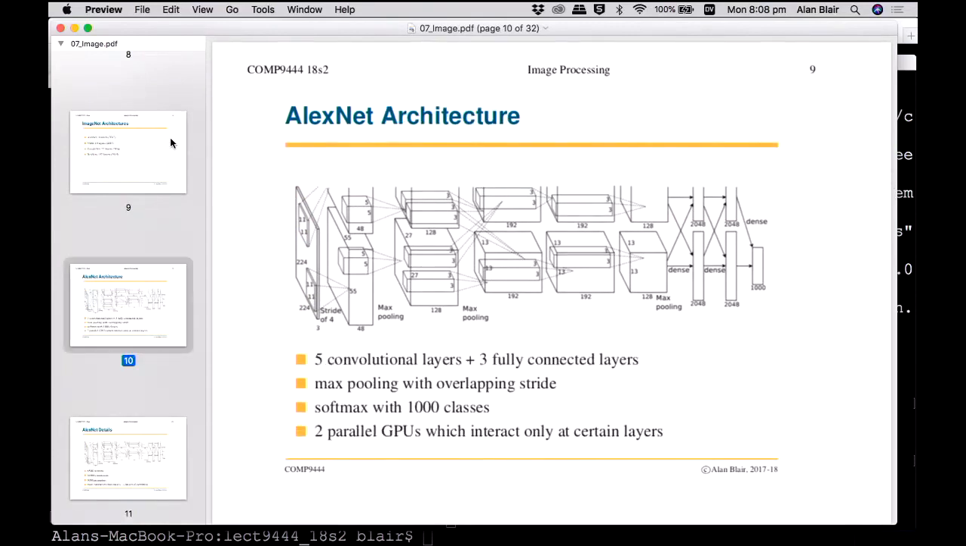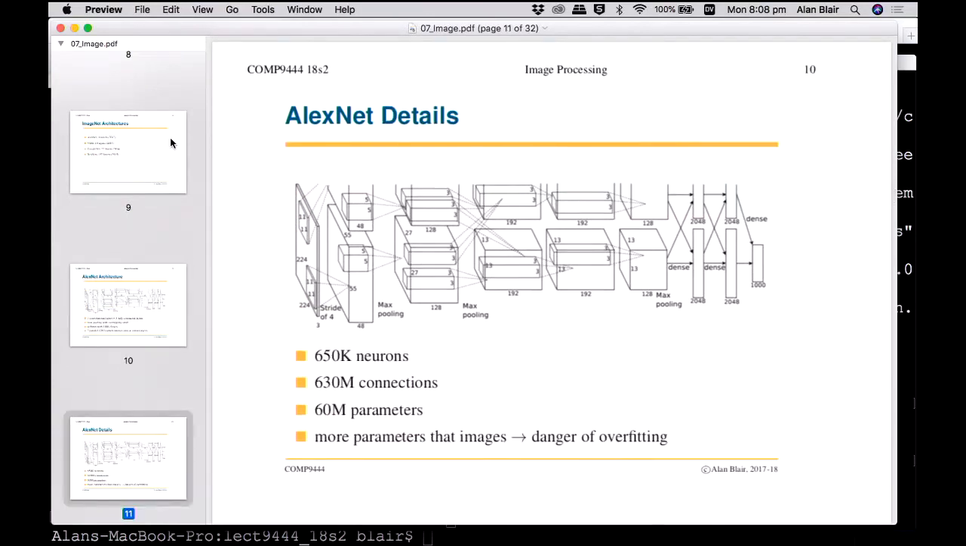Okay, so this is the AlexNet we discussed. Now, if you count the number of neurons and the number of parameters, we did it for the first layer and we came up with 130,000. But if you actually go through the entire network, it turns out the whole network has 650,000 neurons, 630 million connections, 60 million free parameters.